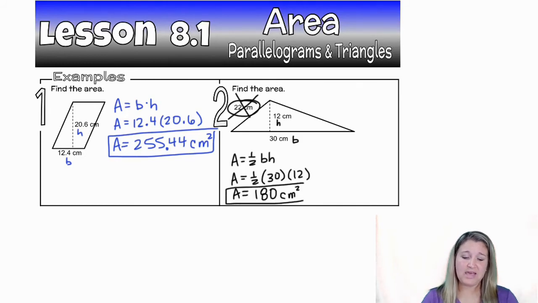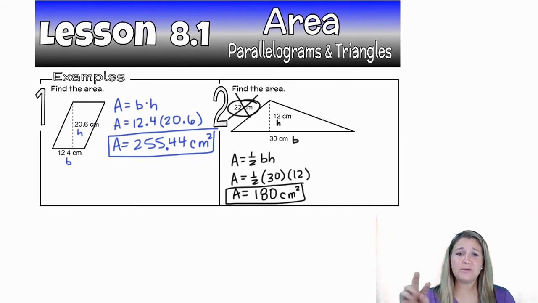A lot of these, this half sometimes looks kind of scary, but you can take half of the 30 or you can take half of this 12 and then multiply it by the base and you're still going to get the same thing. But you can also do base times height, so 30 times 12 divided by 2, and you're still going to get 180.